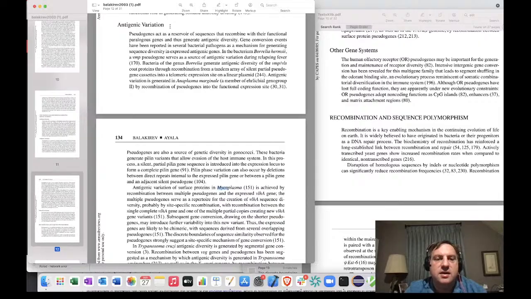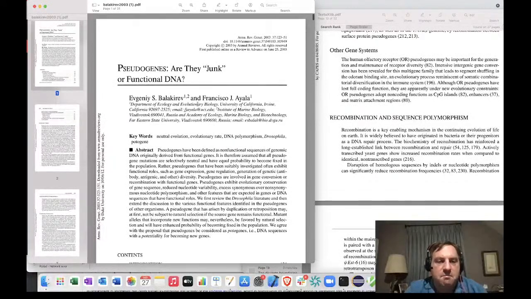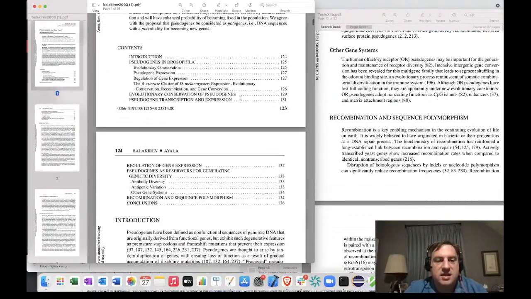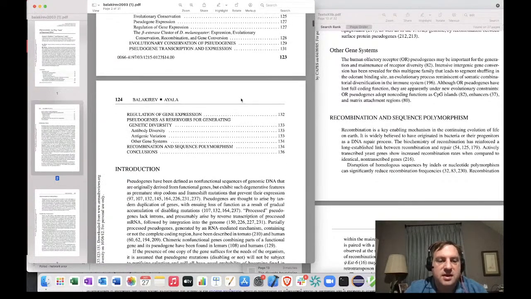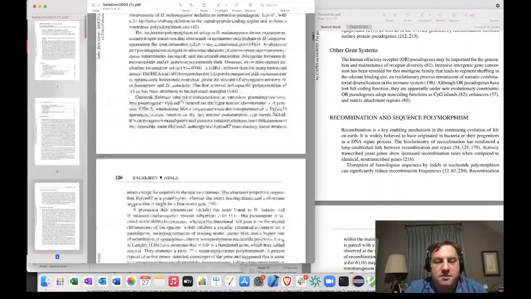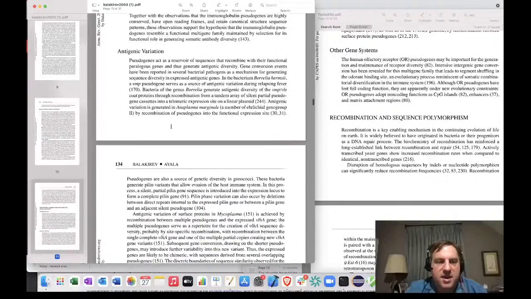So this paper is by Balakirev and Ayala, and Francisco Ayala has actually been involved in a lot of the research on function of pseudogenes. This particular paper is really interesting. It has a lot of things, but the one that I wanted to focus on is that pseudogenes are reservoirs for generating genetic diversity. This is absolutely fascinating. Especially, I'm going to talk about the antigenic variations.